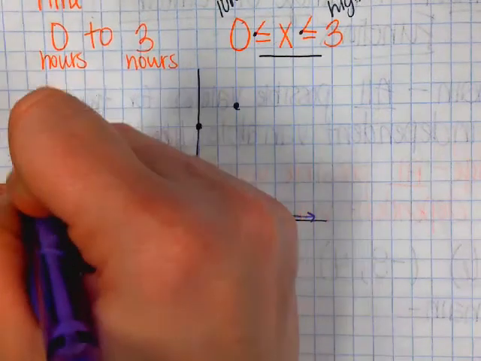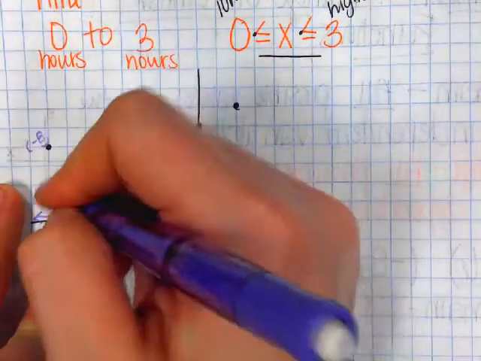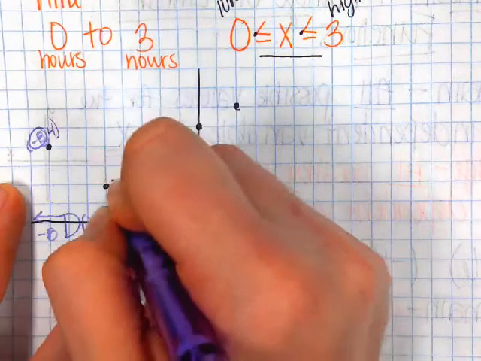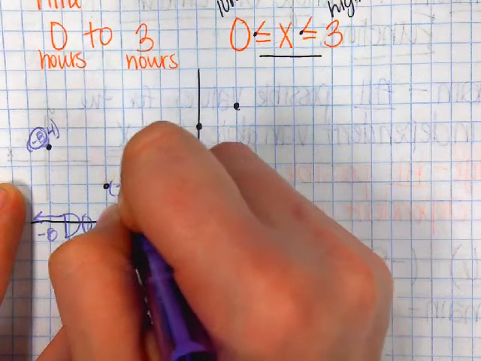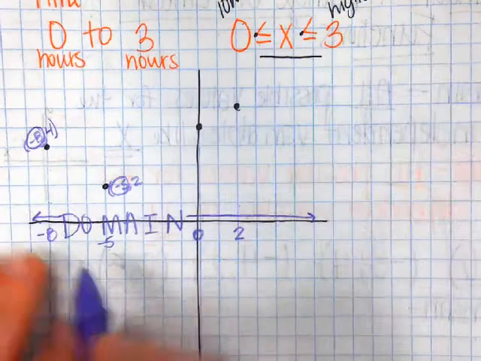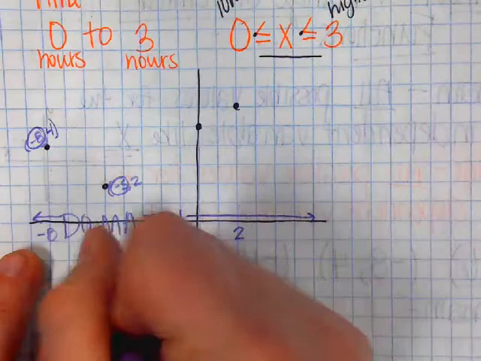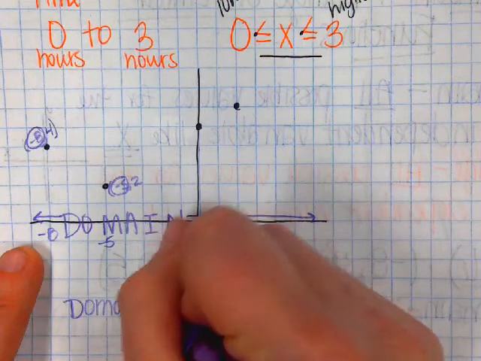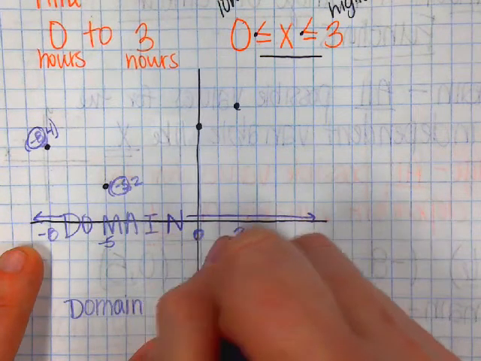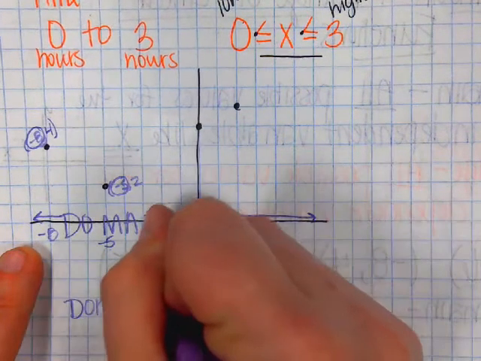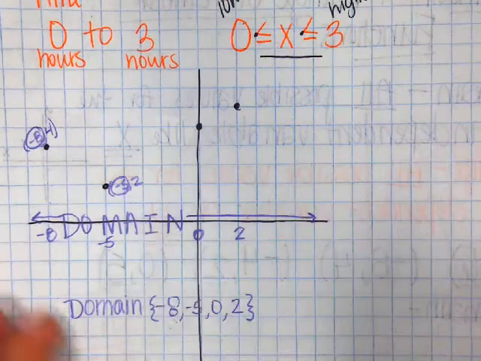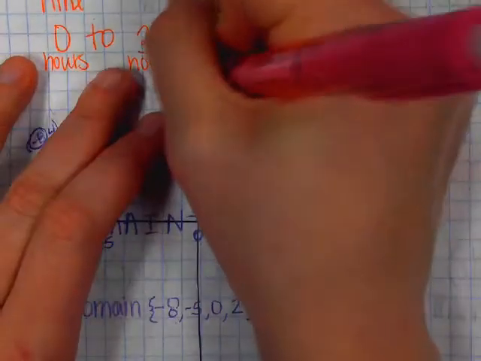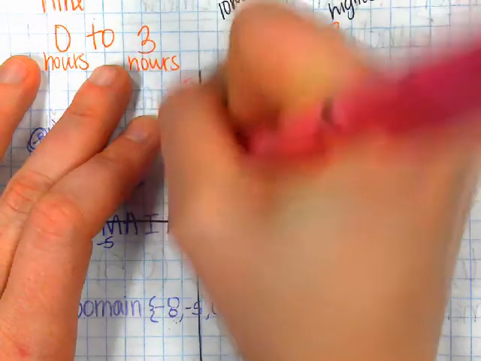So we have a value at -8. We have a value at -5. We have a value at 0, and we have a value at 2. So this point right here is at -8, 4. I'm looking at that x value. This one is at -5, 2. I'm looking at that x value. That's why I just wrote them along this. So my domain is -8, -5, 0, 2. Those are my x values.